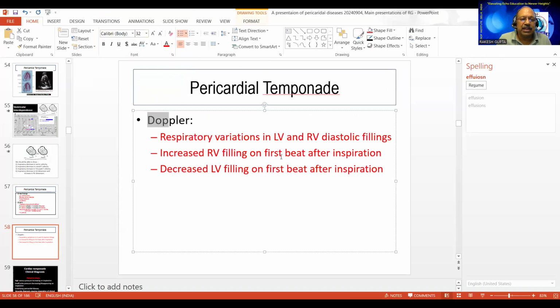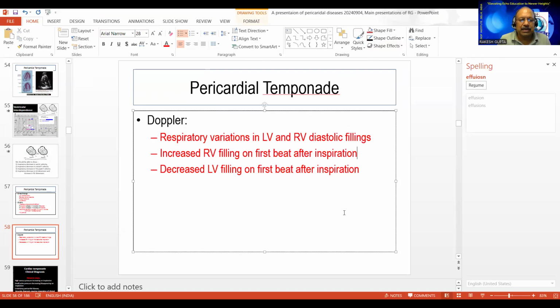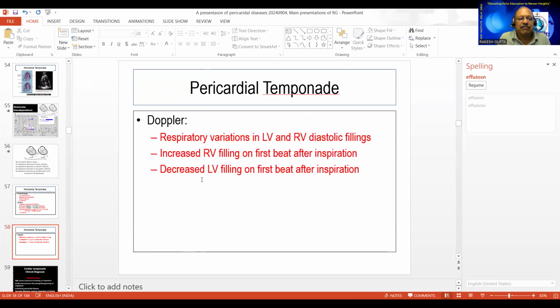And that's what the Doppler findings of pericardial effusion are. So in a nutshell, to remember all these things together, I divide these patterns into three parts. One is what we see every time, the clinical findings. Based on that, we try to make a diagnosis. Then we go to two-dimensional echo and look for anatomical structures. And third, we look at the Doppler flow findings in pericardial tamponade.